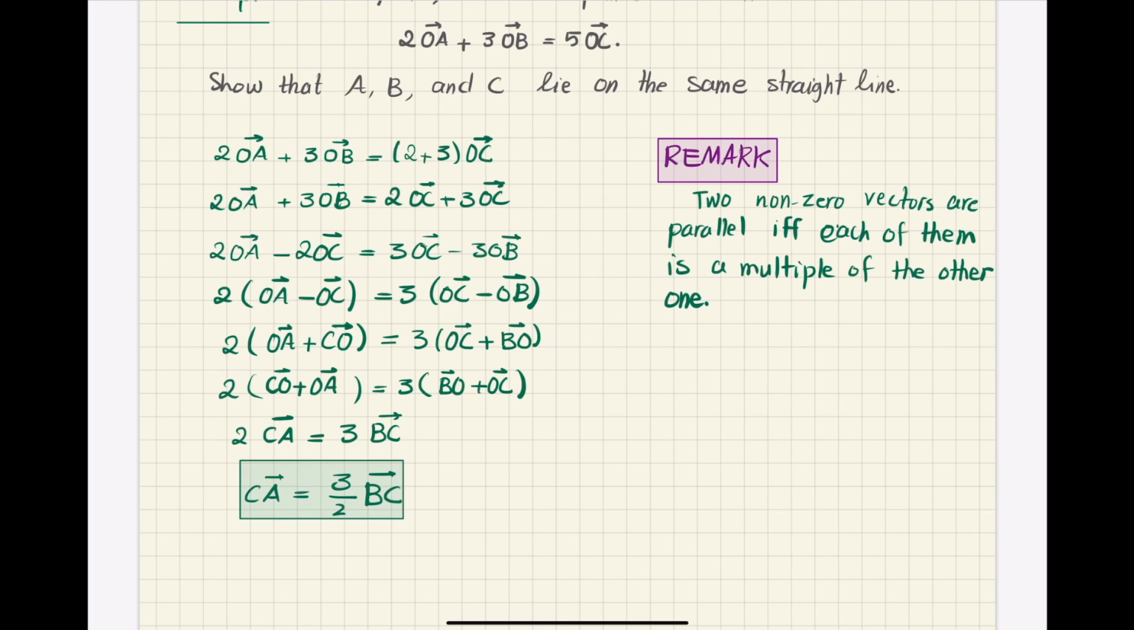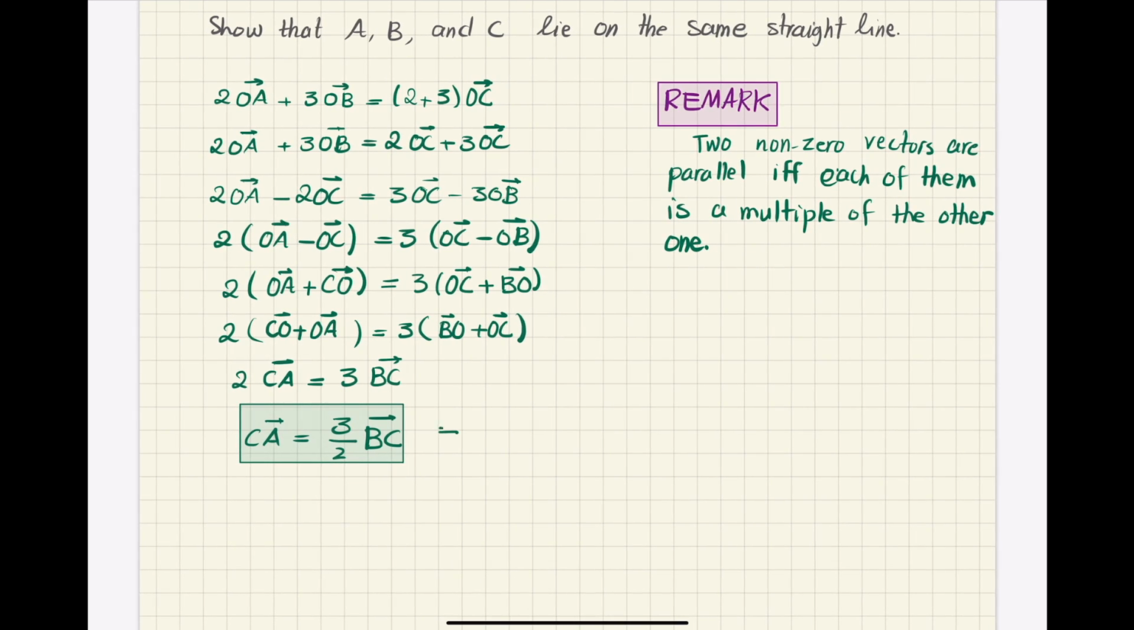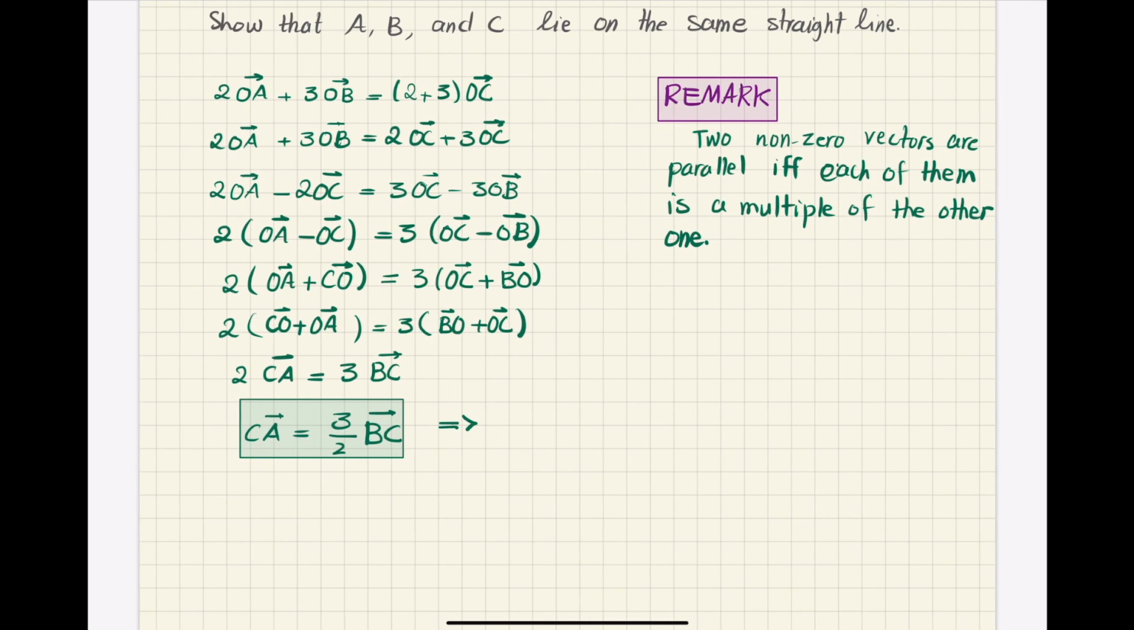So what does it mean? It means that if you know that two vectors are parallel, then you can conclude one of them is a multiple of the other one. On the other hand, if one of them is a multiple of the other one, then you can conclude that these two vectors are parallel. Yes? And then it's obvious that they're on the same line because one starts from one ends with C and one begins with C. Exactly. So what Rasmus mentioned, according to this remark, we can conclude that vector CA is indeed parallel to vector BC. Why? Because one of these vectors is a multiple of the other vector. So this conclusion is valid.